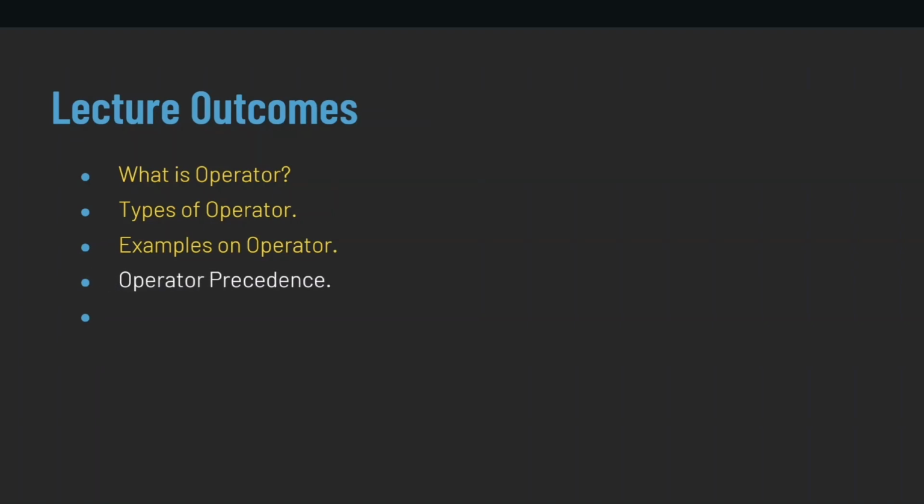Then, we will cover operator precedence. This means understanding which operation happens first in a line of code. And finally, we will look at examples on operator precedence to see how everything we have learned comes together. So by the end, you will know how to use operators in Python and understand how they work in your program. So let's get started.